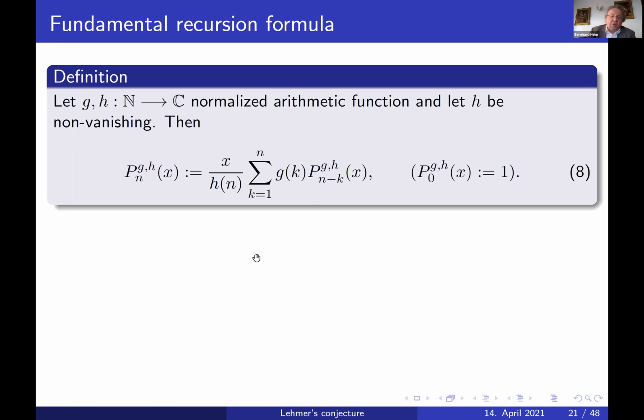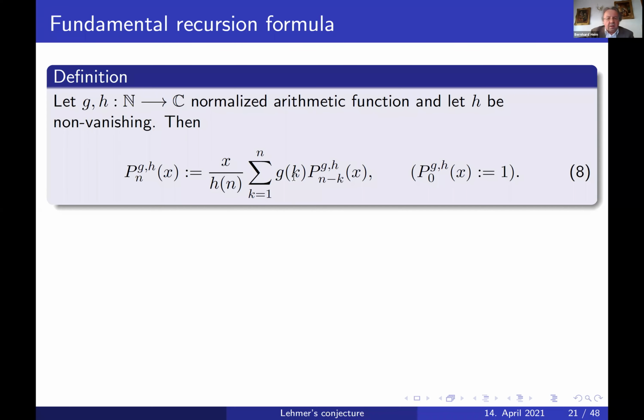Now we go one step further. Instead of putting here x divided by n, we say let's be more flexible. Let's put x divided by hn. So from the original recursion formula, x divided by n and sigma k, we now got to, let's say, the most general version at the moment. We take an arithmetic function which is non-vanishing, and we take another arithmetic function.